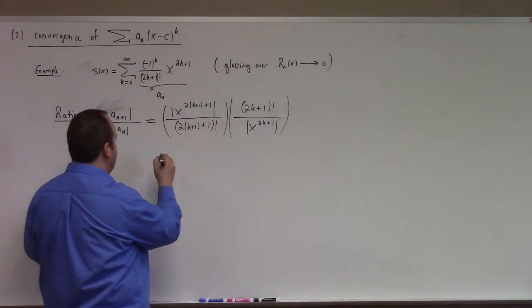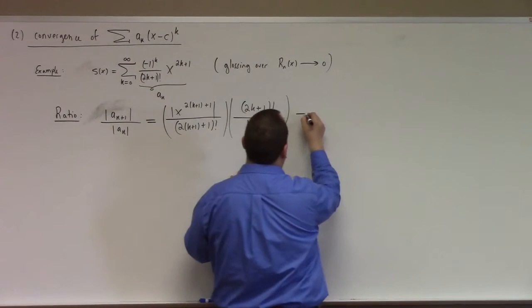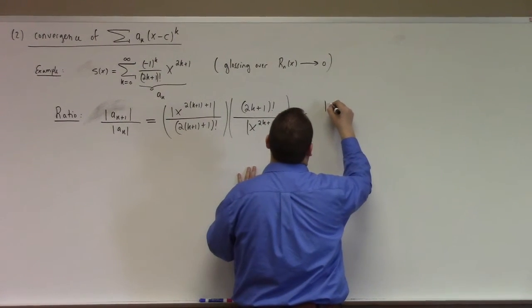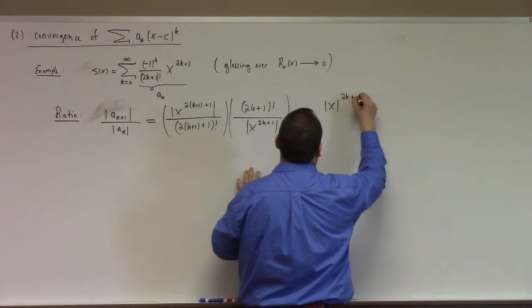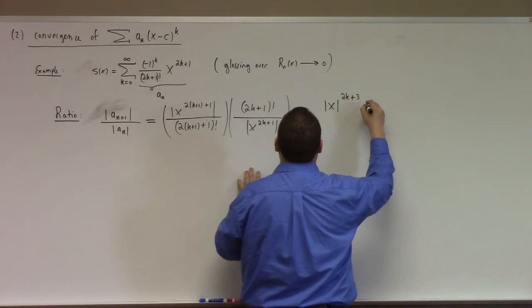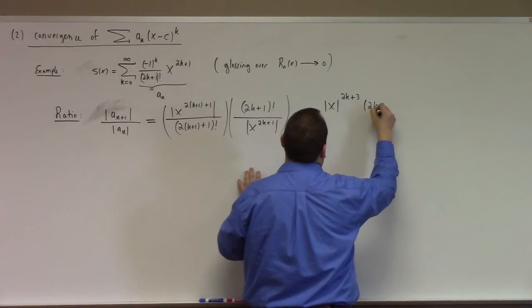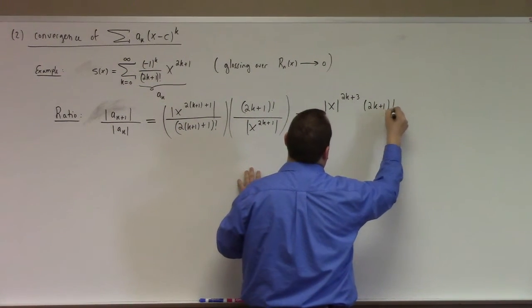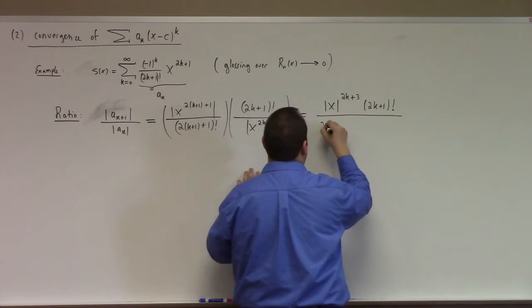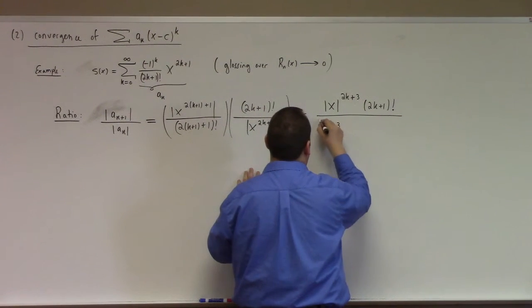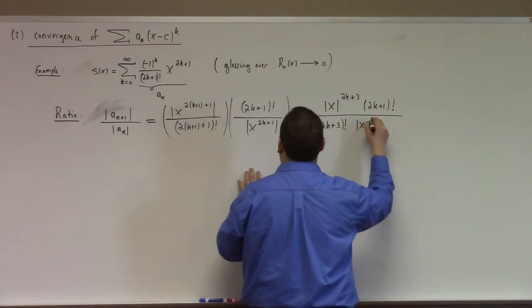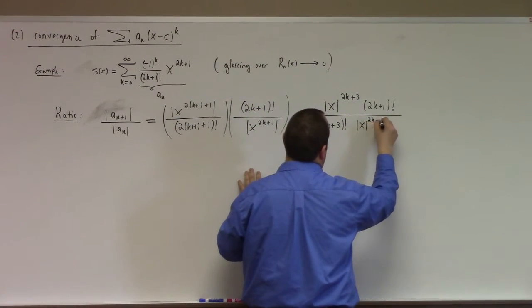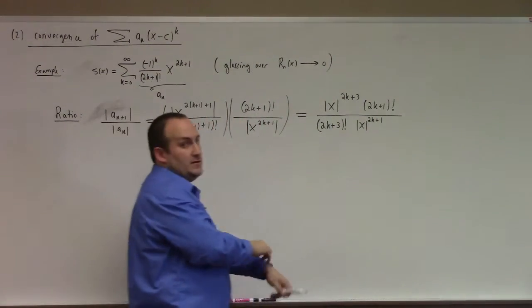Because when I simplify this, I have the absolute value of x to the 2k plus 2 plus 1 plus 3. And upstairs, I, of course, have 2k plus 1 factorial. Downstairs, I've got 2k plus 3 factorial, absolute value of x to the 2k plus 1, using properties of absolute value to pull things out, right?